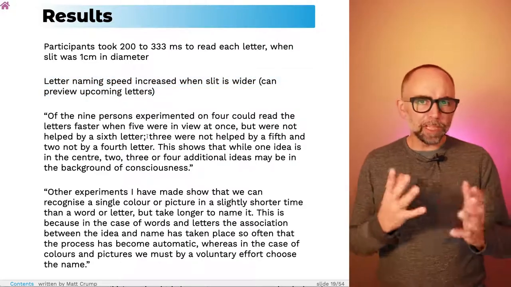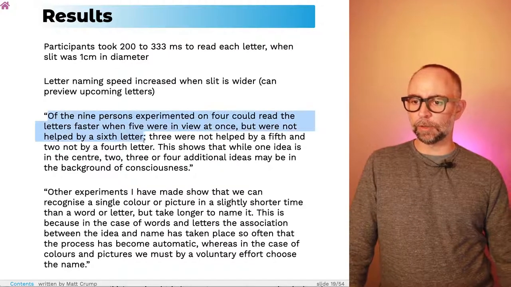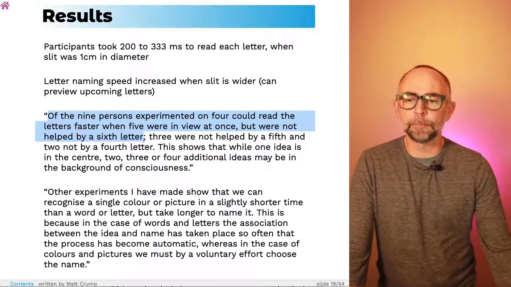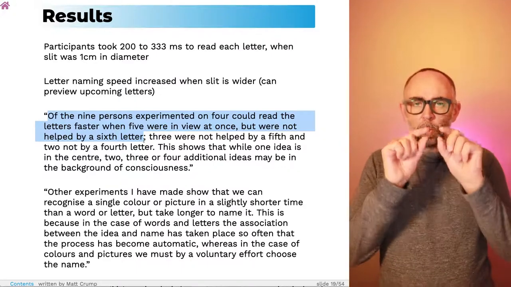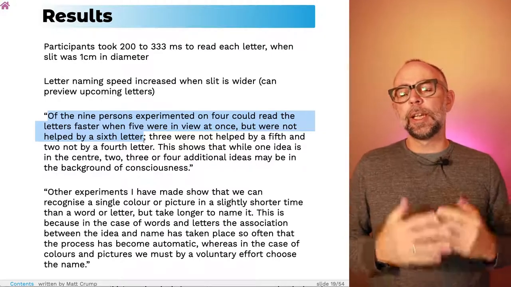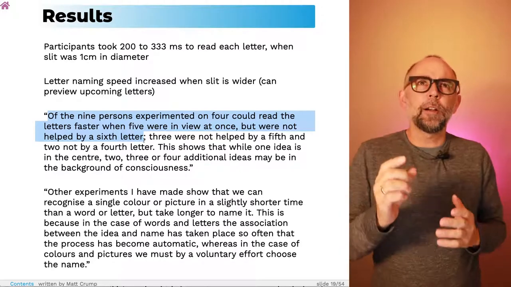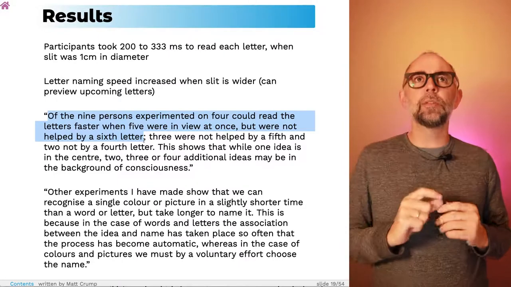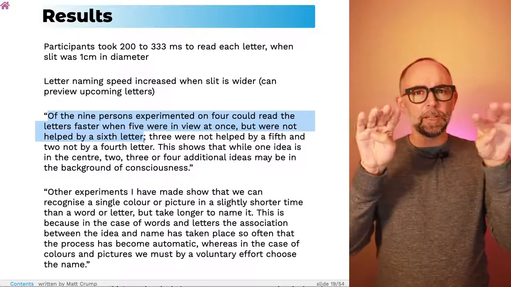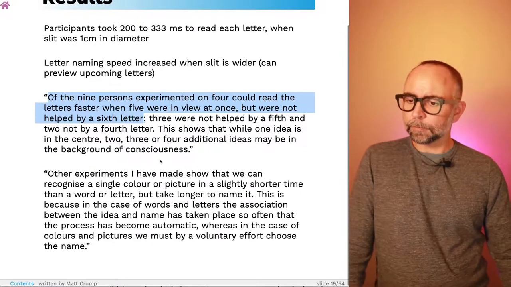So Cattell was collecting kind of interesting factoids about all this stuff. Check this out as a conclusion or just as a comment. Of the 9 people he experimented on, 4 could read the letters faster when there were 5 letters in view at once. But if there were 6 letters in view at once, they weren't helped by that. It's interesting. So why are you faster to identify a single letter when there are other letters there? Something about the other letters is helping you identify the letter that you're looking at. It's kind of a curious observation.